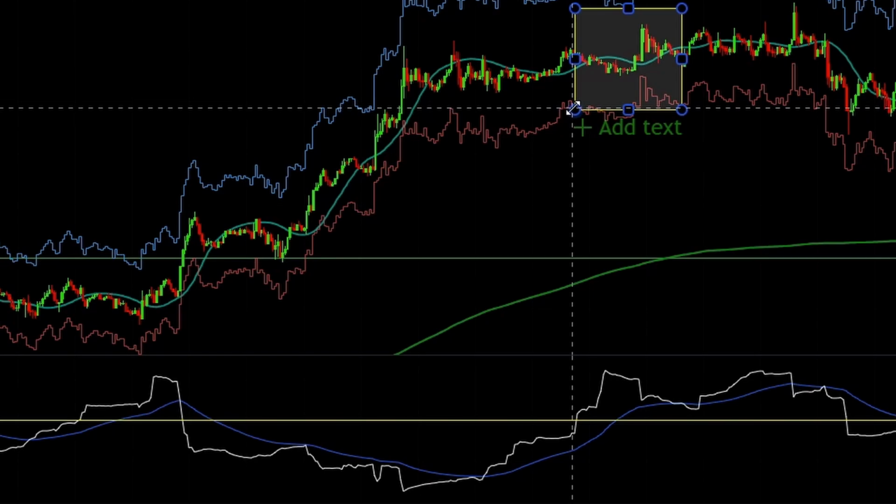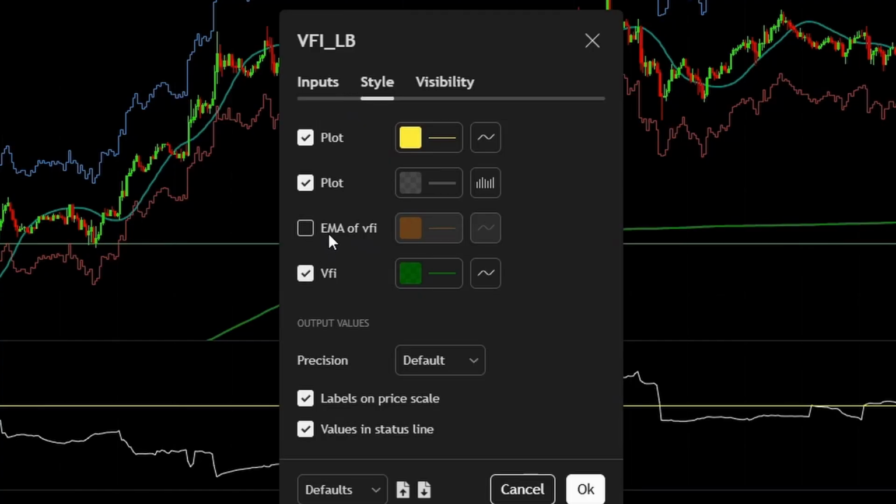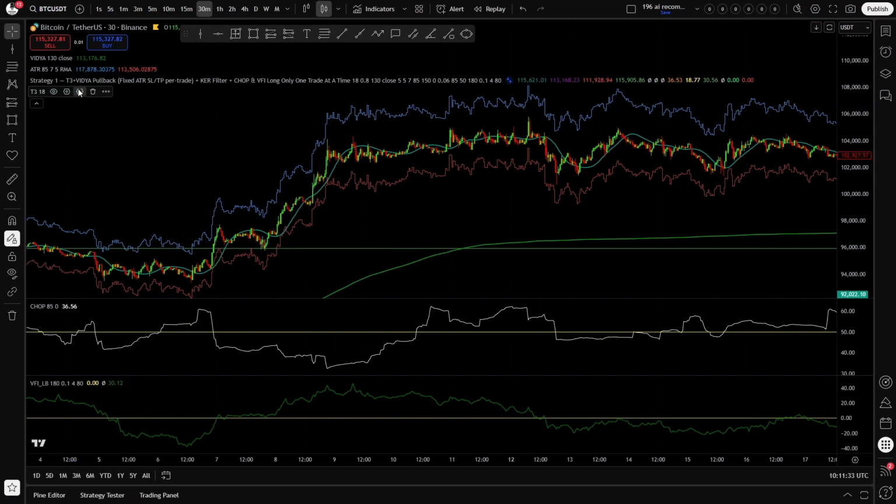Maybe I will improve it in the future. And for the VFI, we use 180 length, a 0.1 coefficient value, and a 4 max volume cutoff. Oh, and the signal length is 80. In the styles tab, you can untick the EMA of VFI, we won't need that. And these are the other settings I used. Okay, now we have all of our indicators set up.